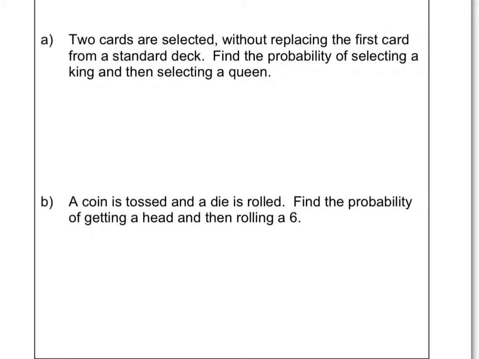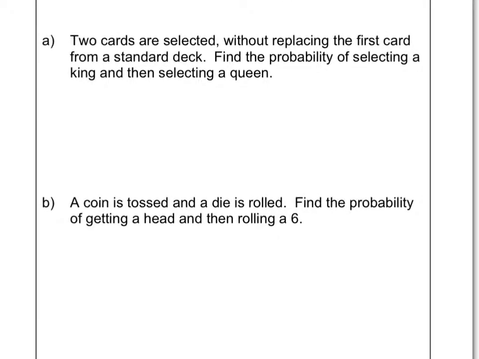It says 2 cards are selected without replacing the first card from the standard deck. Okay, so whatever we're trying to find, we're not going to put it back. Find the probability of selecting a king and then selecting a queen. Okay, so if you look at your deck of cards, there are 4 kings in the deck out of 52 total. That's for the king. If I select a king and I don't put it back, to select a queen, there are 4 queens in the deck, and now, since I didn't put that one card back, there are 51 cards left, and I'm going to multiply these two to find the probability.